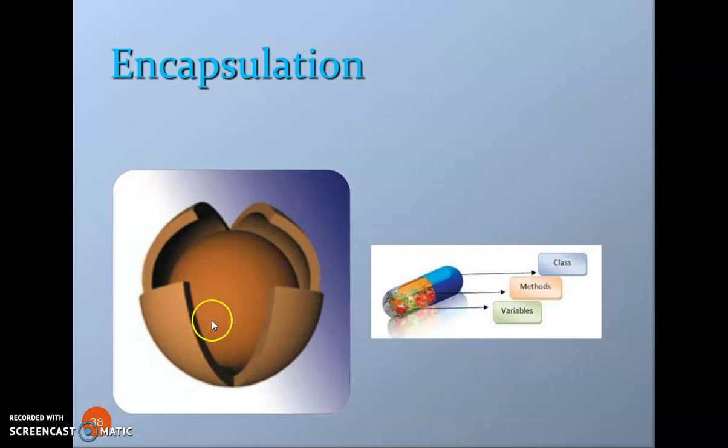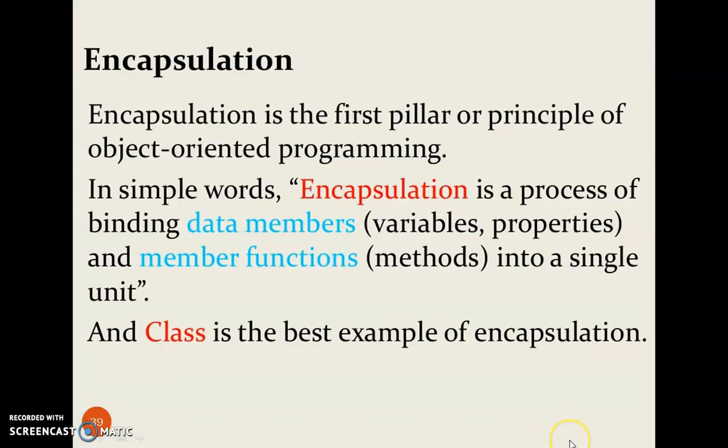See this picture. Here there is a capsule. Inside that you have some data. So this is a capsule like a tablet. Methods and variables are combined together in a full capsule form, that is a class. So class is a concept which is the best example for the encapsulation concept.